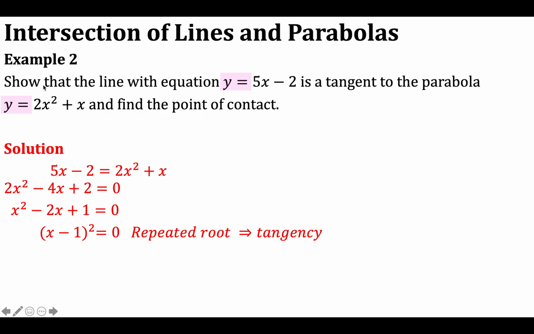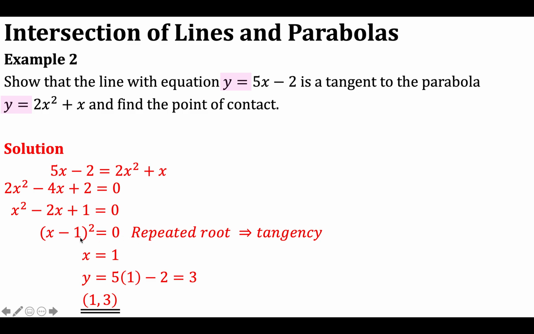So we have now shown that the line is a tangent to the parabola, and we now need to find the point of contact. So we know that solving (x minus 1) all squared equals 0 gives us x equals 1. We then need to find our y ordinate. So substituting into one of our original equations, I am choosing the straight line again here. 5 multiplied by 1 is 5, minus 2 gives me 3. So the point of contact is (1, 3).